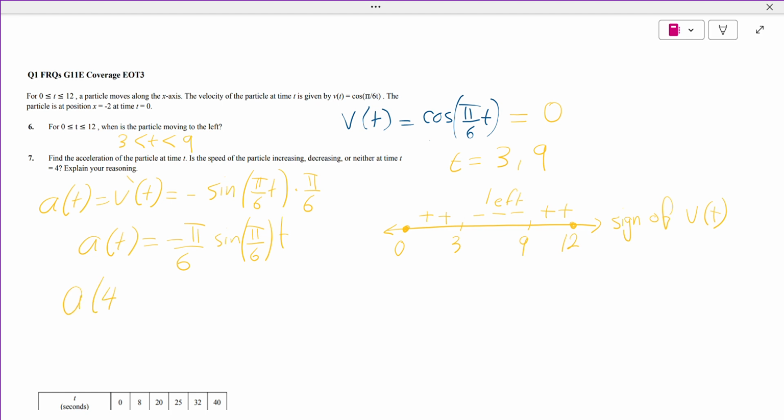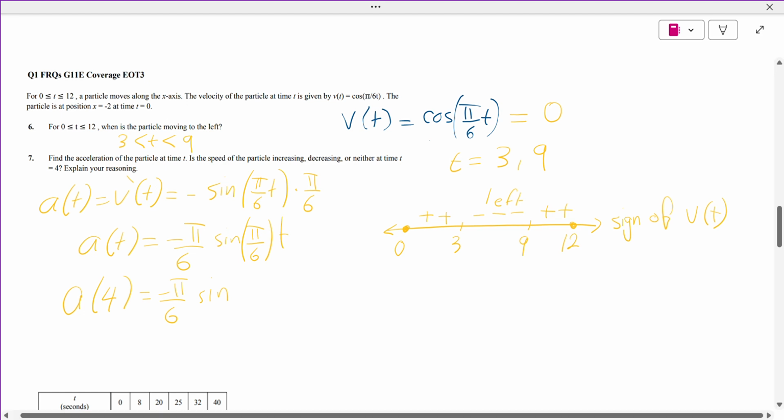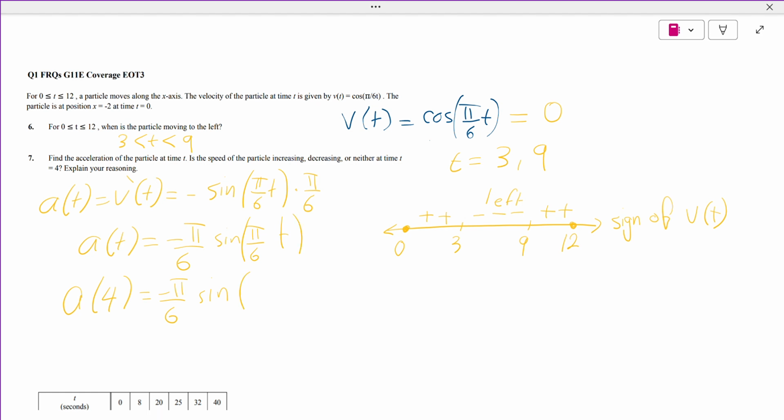A of 4 is equal to negative pi over 6 sine of pi over 6 times 4, which is, this is question 7, negative 0.453. So the acceleration is negative, and v of 4, if you look at the number line, 4 is here, so v of 4 is also negative.